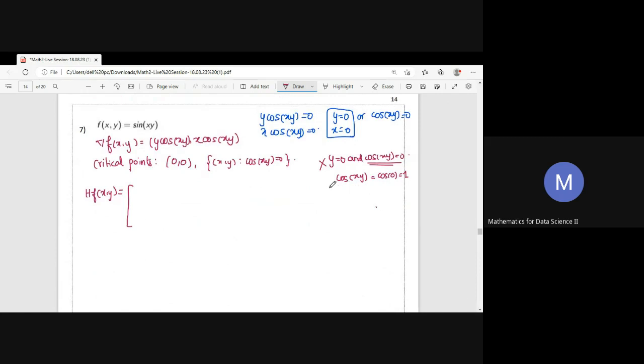I will write in a statement what I wanted to say. There is no (x, y) such that y equal to 0 and cos of xy equal to 0. That is why I am not combining this and this. Okay, fine. Now, what is your Hessian matrix?